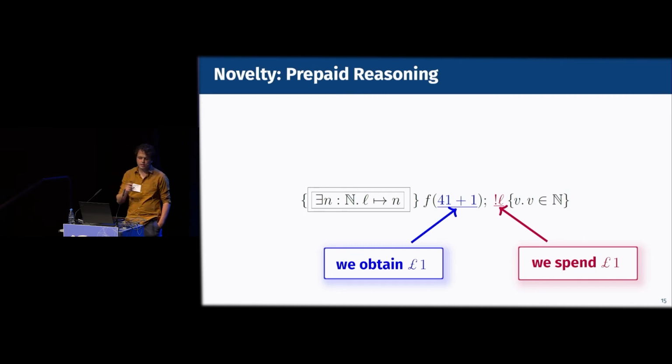You can use earlier steps of computation to justify later eliminations down the road. For example, in this case, we will take a later credit that we get from the addition of 41 plus 1, and we will use it to justify a later elimination when we get to the load of the location L.